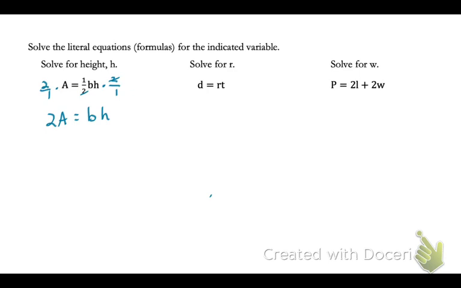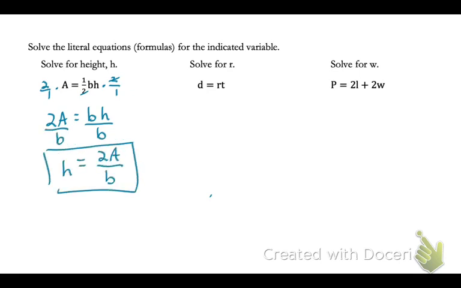Now what's happening with the height is that the base is multiplying. So in algebra, if two things stand right next to each other, it's multiplication. So to undo that, let's divide. And then since my H is by itself, I'm just going to move it over to the left side of the equal sign and say height, or H, equals, and then 2 times A divided by B.